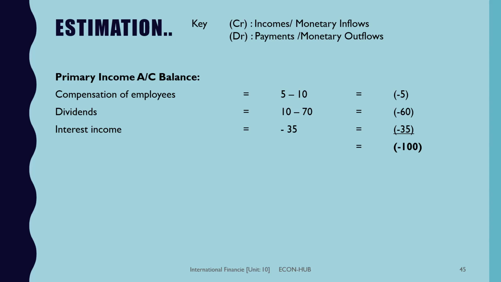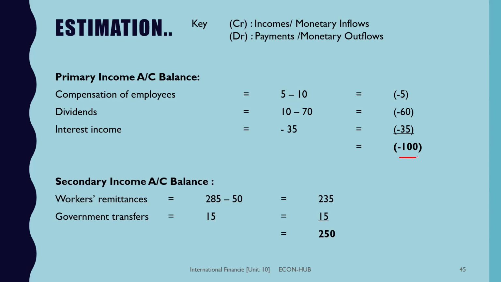And when it comes to interest income, there is no credit, there's only a debit. We have only paid interest. That value has to be taken as a negative value, okay? Not as a positive value. So then we end up with minus 100. That is the primary income account balance.